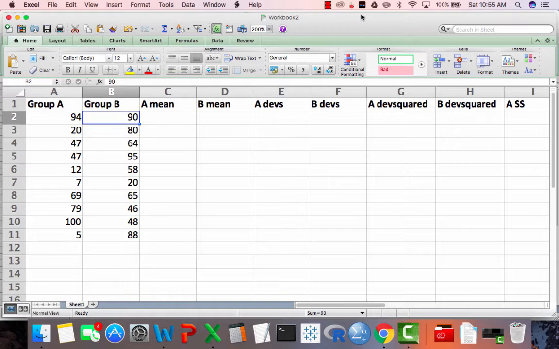Or another situation would be people going to a website and there's two different versions of the website, and you want to see maybe how long people spend on average on the two versions of the website. So you've got version A, version B. You give version A to one group and version B to another group.